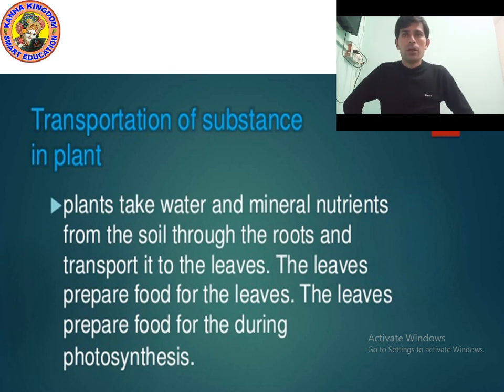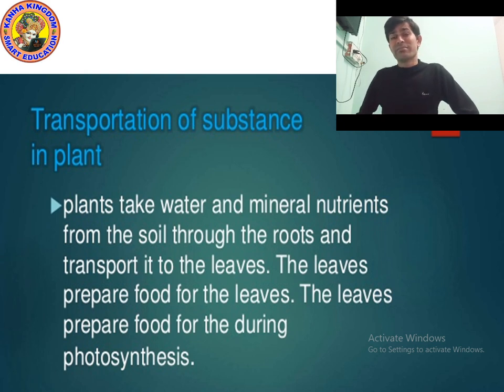And we know about the plants, that plants take water through the roots, and minerals and different nutrients they take through the root, which are actually present in the soil. Yes, soil contains many minerals, nutrients, water. So plants take mineral nutrients from the soil through the root.